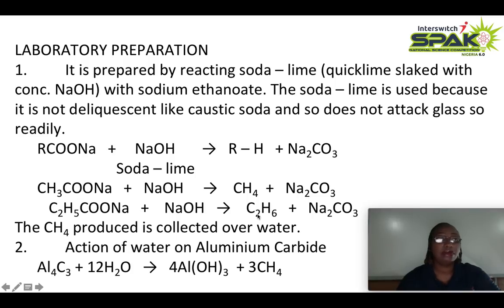And like we said, one of the characteristics of homologous series is that they have the same general method of preparation. So the same way that methane is produced, ethane is also produced the same way. Another preparation of methane is action of water on aluminum carbide, as we can see in this reaction.